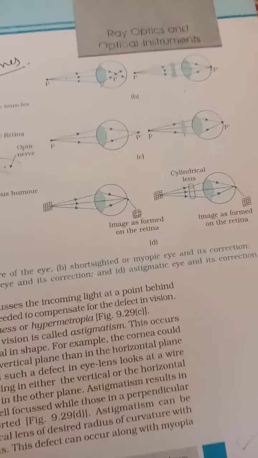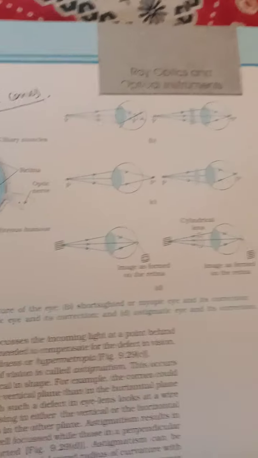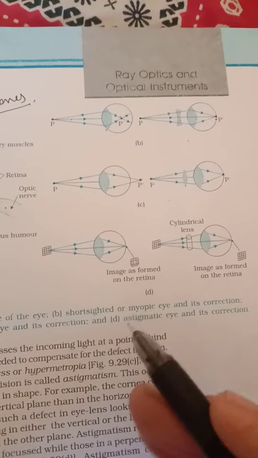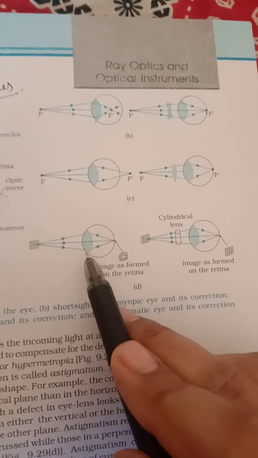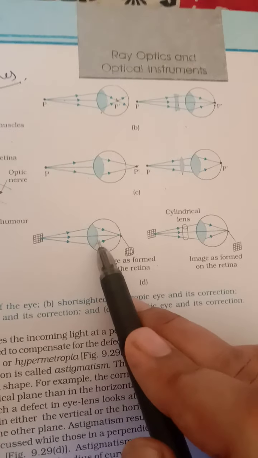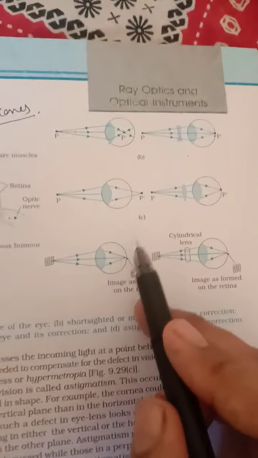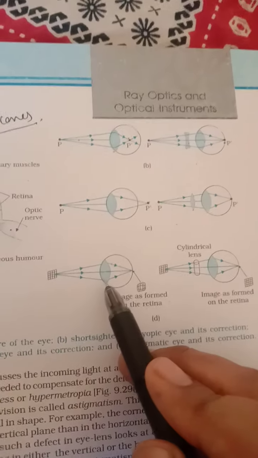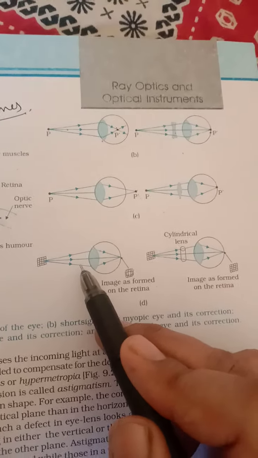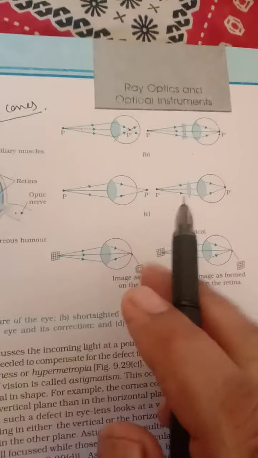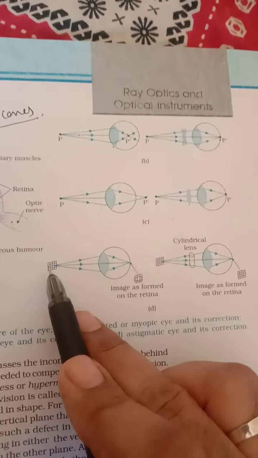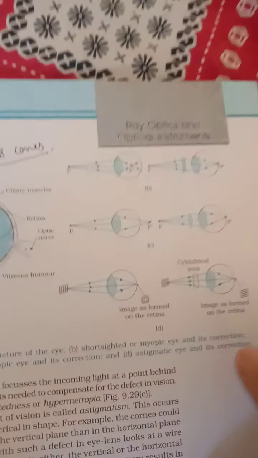Now the third one is with aging. Aging means as the person becomes older with the passage of time, what happens? The cells of the ciliary muscles do not get proper energy, and they start to become weakened. So the same eye can show both types of defect; that is, it can neither see the nearby object nor the far object. For that we use bifocal lens.